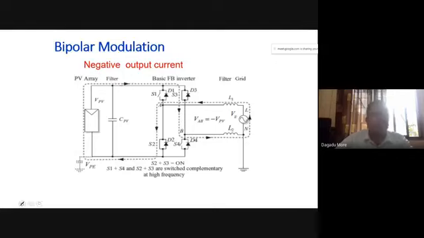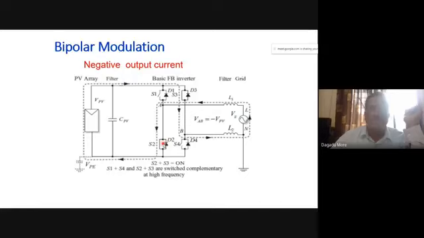Opposite to that, S3 and S2 are on, and our current will flow from S3 in the opposite direction, negative current through the load, then through S2 it will go back. So this will be our conventional negative current.